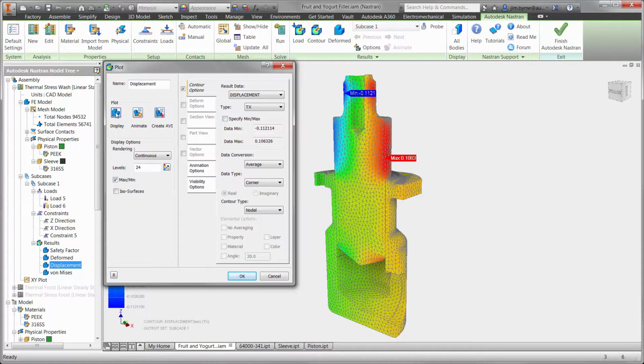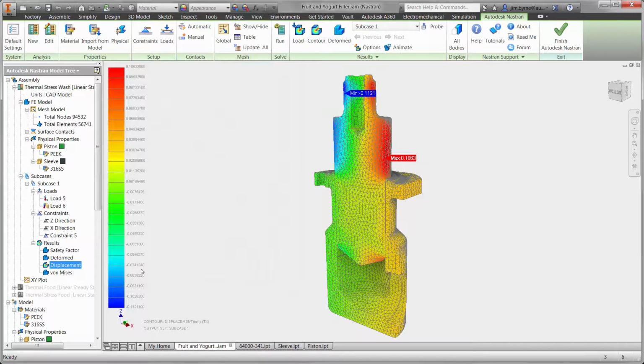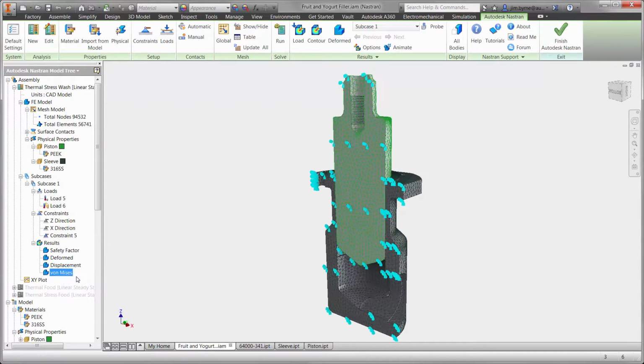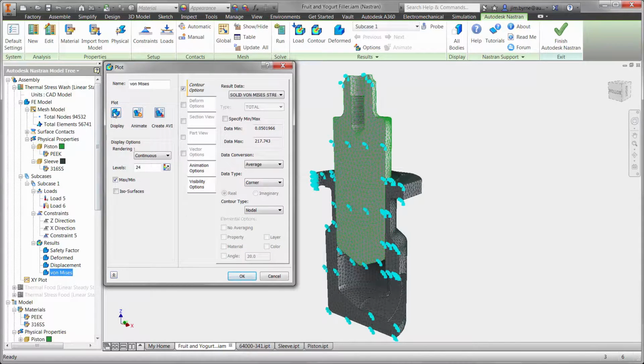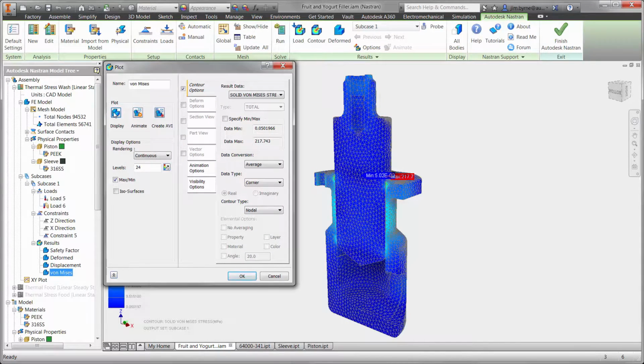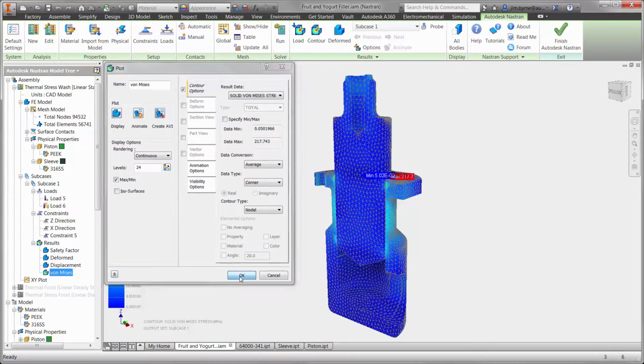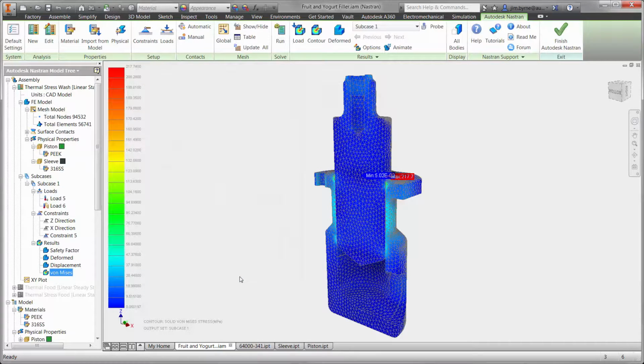Let's begin with displacement in the X direction. We can see right away there is some expansion on the piston right above the sleeve, an early indication the parts are contacting each other. Let's also take a look at the stress plot. Here we can observe the impact between the piston and the sleeve after contact has occurred. It is apparent that the PEEK material for the piston is expanding much faster than the sleeve.